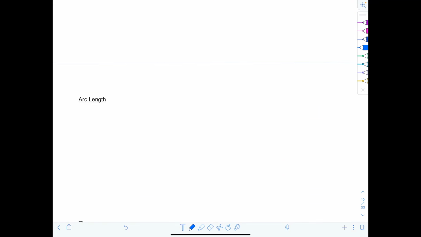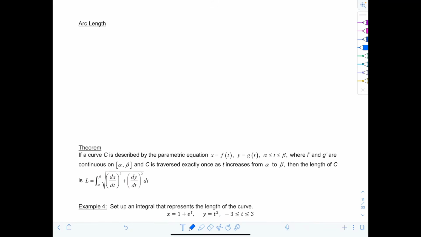So what's up next is arc length. If you'll recall, we've studied arc length already for functions of x, right? If y equals f of x. And we found the arc length to be the integral from a to b of the square root, hopefully you remember this, of 1 plus dy/dx, or f prime of x, squared dx.